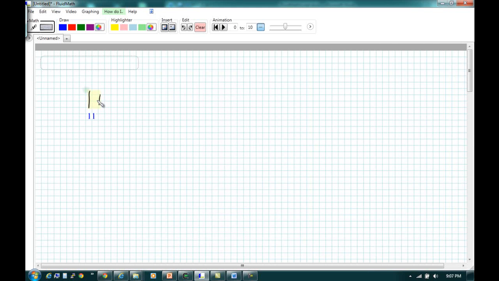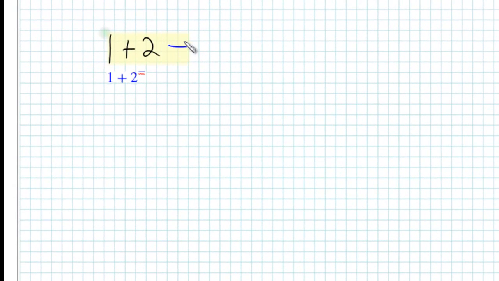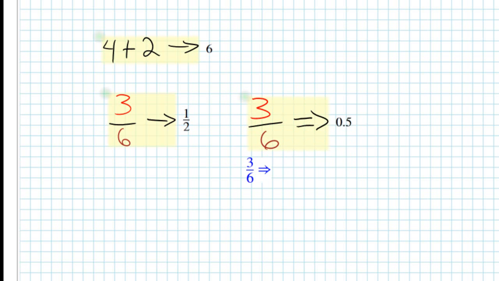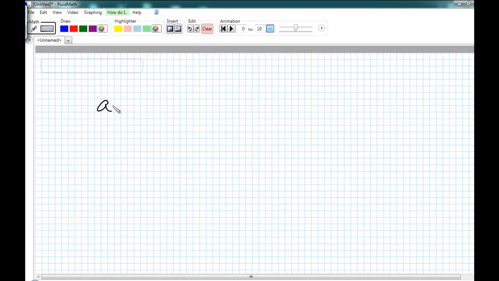Let's look at a few examples, and we will start with simple arithmetic. You can write a simple arithmetic expression, for example 1 plus 2, and solve it. Using the scribble erase gesture, you can change the 1 to a 3 or a 4, and the result updates automatically. Note that in Fluid Math, you use a single arrow to simplify and a double arrow to get a numerical approximation, as in these two solutions for the fraction 3/6.